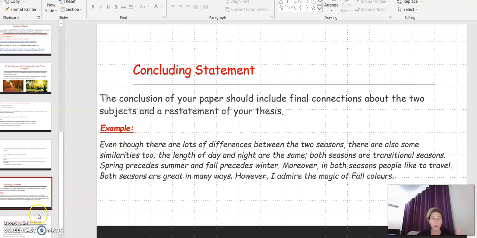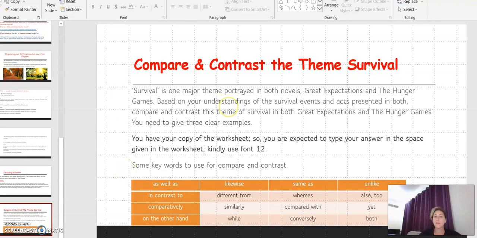So this is all regarding the explanation of comparing and contrasting a literature piece. The task for this week is the following. You are going to compare and contrast the theme of survival. That means you're going to choose two novels that portray the same theme, survival, and show the similarities in how this theme is portrayed in one story and the other, and what the differences are. How is the theme portrayed differently?